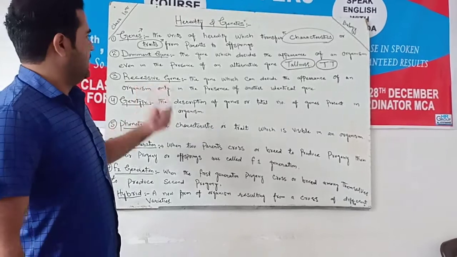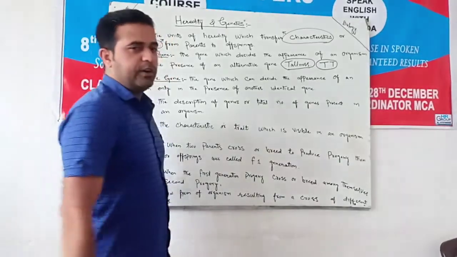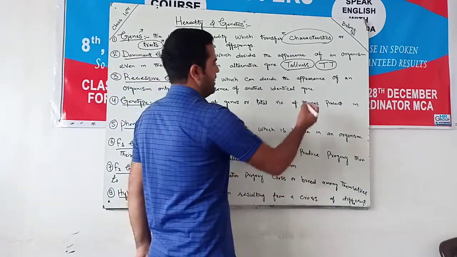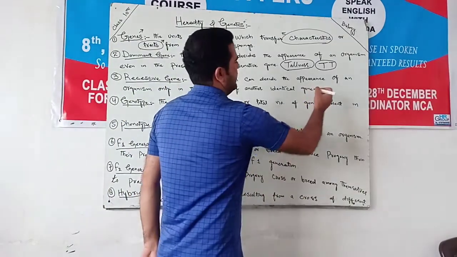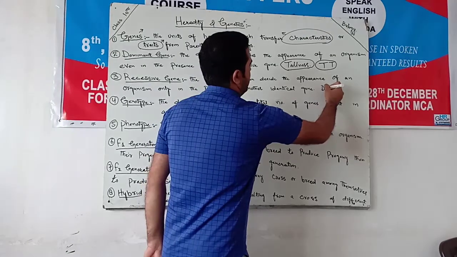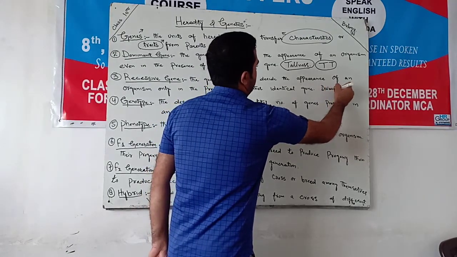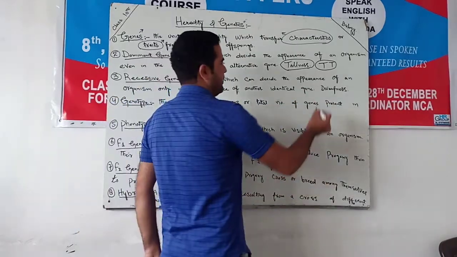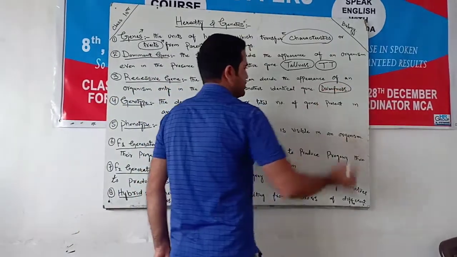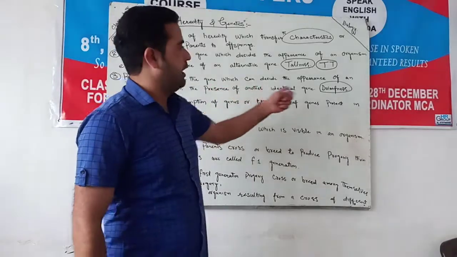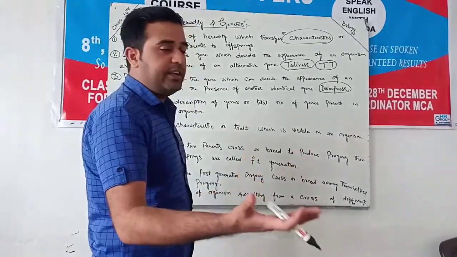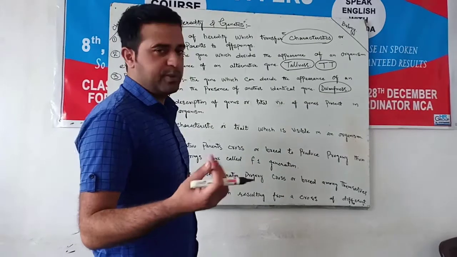Suppose the recessive gene responsible for dwarfness, that is short stature, is recessive in nature. Now, this recessive gene can show its appearance only if its identical copy or identical gene is present.